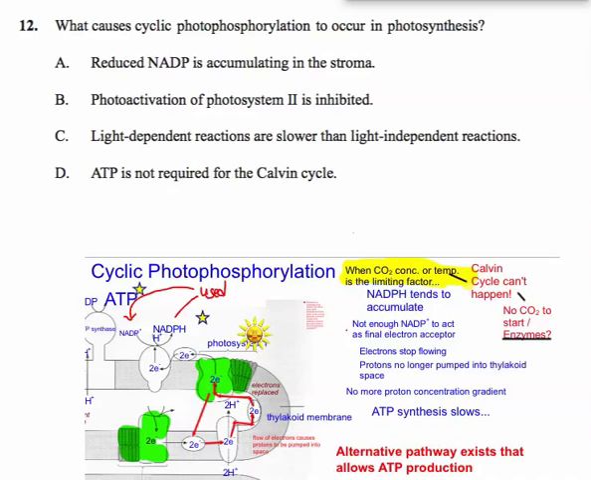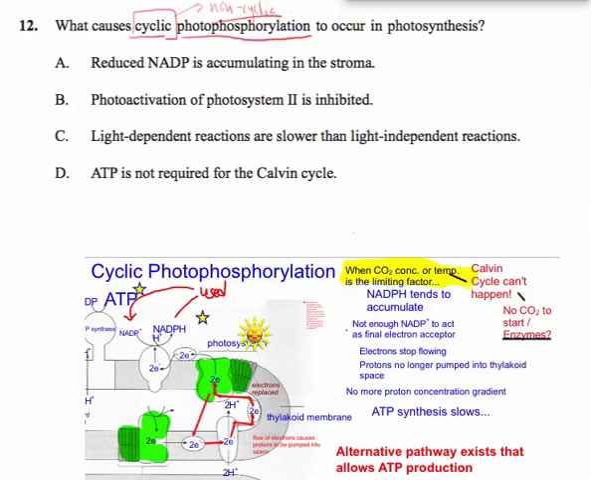Okay, this question says, what causes cyclic photophosphorylation, what a mouthful, to occur in photosynthesis? You really need to know your basics of advanced photosynthesis in order to be able to understand this question. So if you've heard of cyclic photophosphorylation, then you probably heard of the opposite, which is non-cyclic. So you need to understand the reasons why both of these types of photophosphorylation exist.